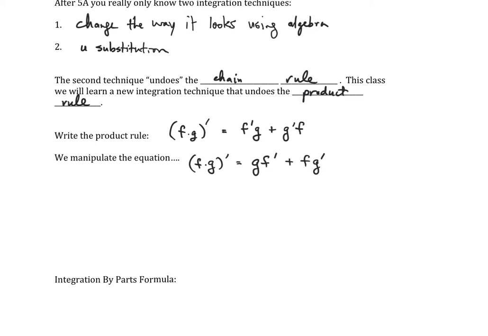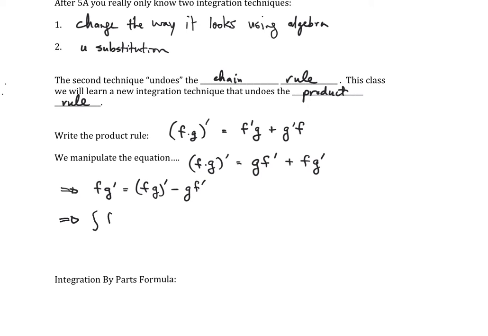Now we're going to manipulate this formula a little bit using algebra. So let's rewrite that as fg prime is equal to fg prime minus gf prime. Okay, so all I did here was take this gf prime, subtract it from both sides of this equation, and flip the two sides of the equal sign. What I want to do next is integrate both sides. So I am going to integrate both sides.